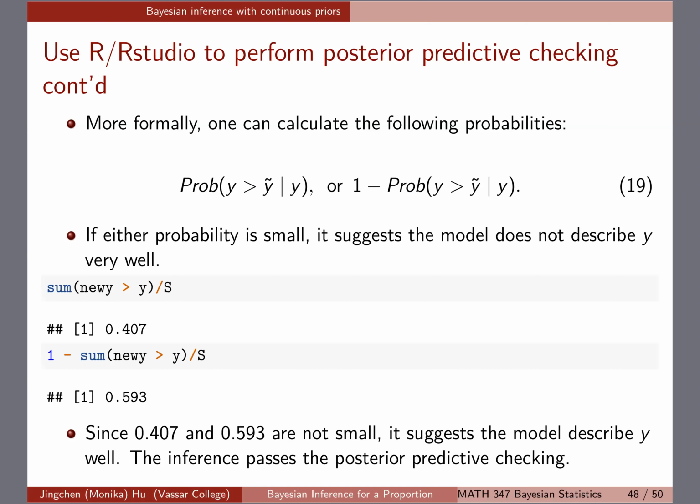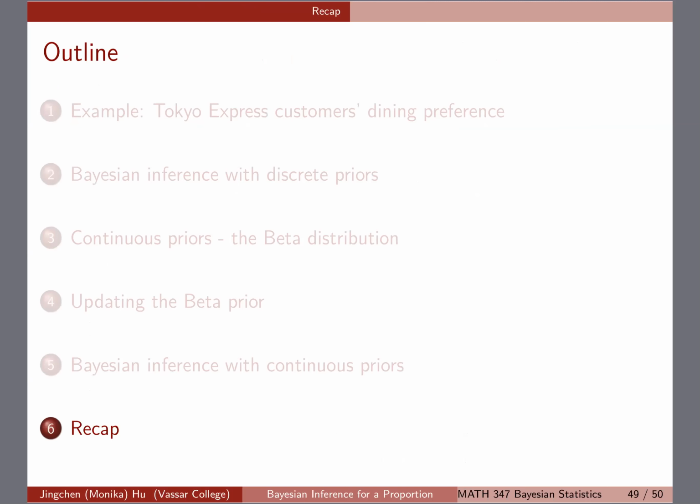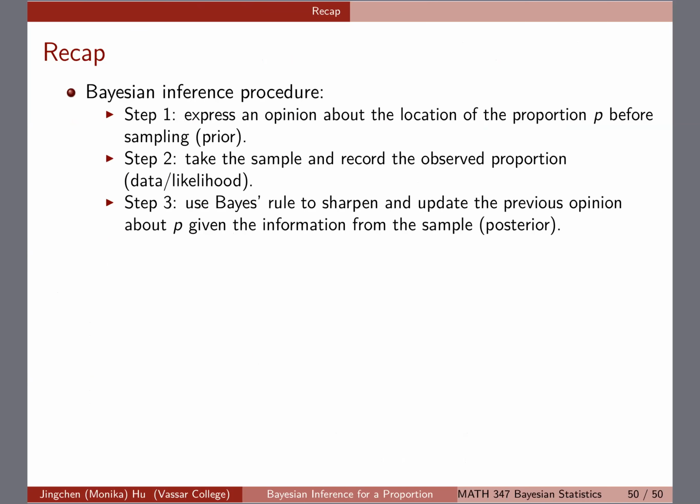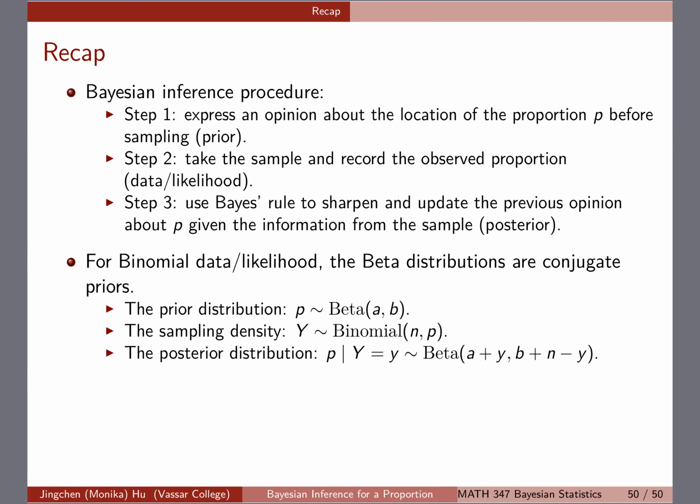With all of this in mind, I guess it will be good just to recap and then work on lab 1 for a little bit. So for the Bayesian inference procedure, we have 3 steps: prior, data likelihood, and the Bayes rule to get the posterior. We have seen the whole process using the proportion example. For the proportion example, we focused on the beta distribution because they are conjugate priors, so they're easy to work with. You start with prior beta A, B. The sampling density is binomial N, P, and then you come to the posterior distribution, beta A plus Y and B plus N minus Y.